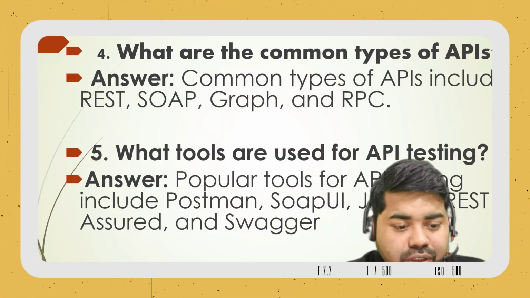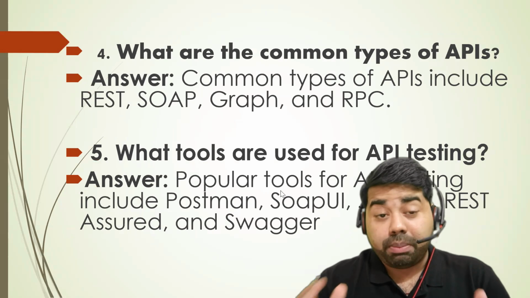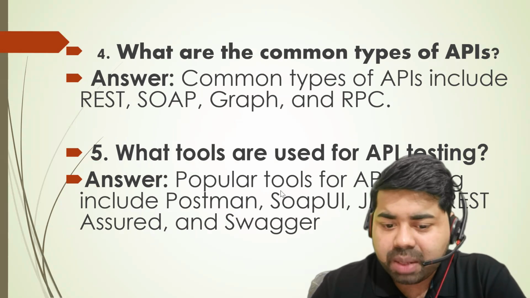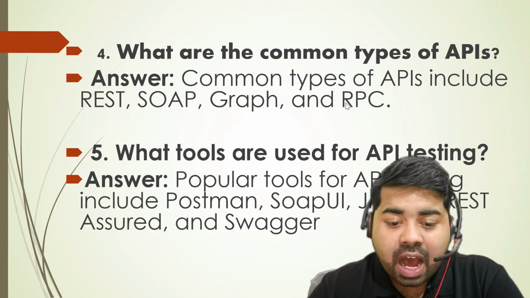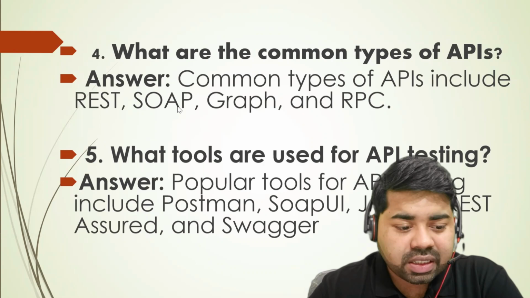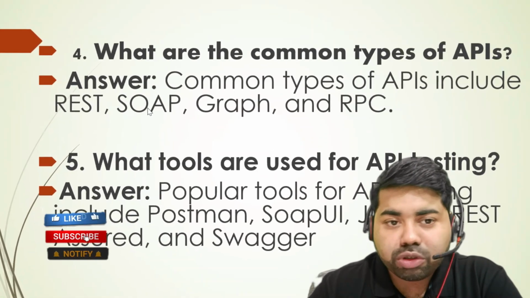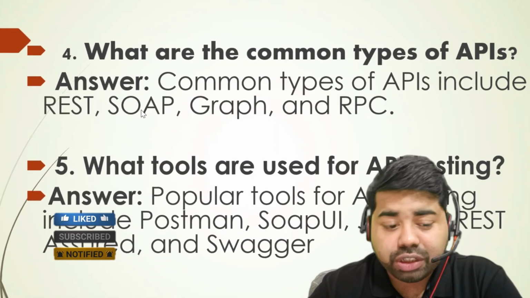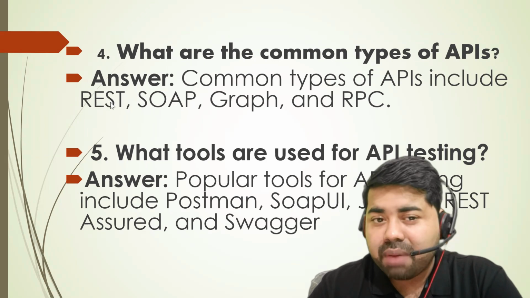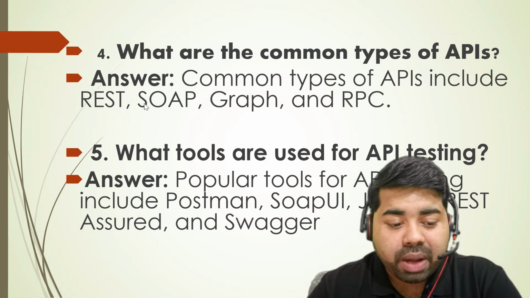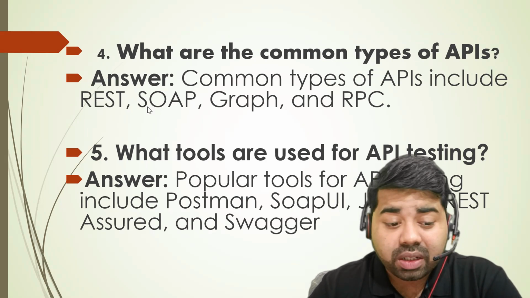Okay, the next question they asked: what are the common types of API? We have multiple types of API: REST, SOAP, GraphQL, and RPC. Nowadays 80 to 90% of companies are using REST API. Some companies are also using SOAP, but the requirement is now very low. When I explain the difference between SOAP and REST, you will get more clarity on why REST is more popular than SOAP.